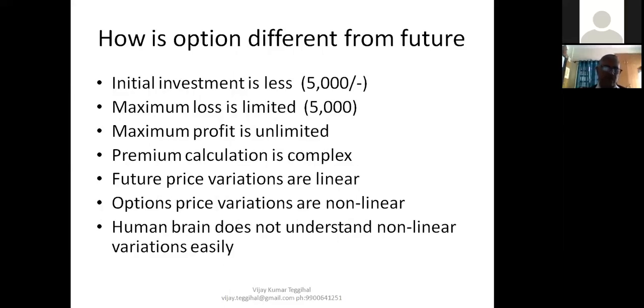Perfect. Okay. So yeah, again, low investment, which means loss is capped, and maximum profit is unlimited. This is the best advantage about an option. And the disadvantage is it's a very complex instrument to understand. To compare with futures again, what we discussed, future price variations are linear, whereas option price variations are non-linear. And I am told the human brain does not understand non-linear variations easily. So that's the biggest disadvantage as far as the option is concerned.